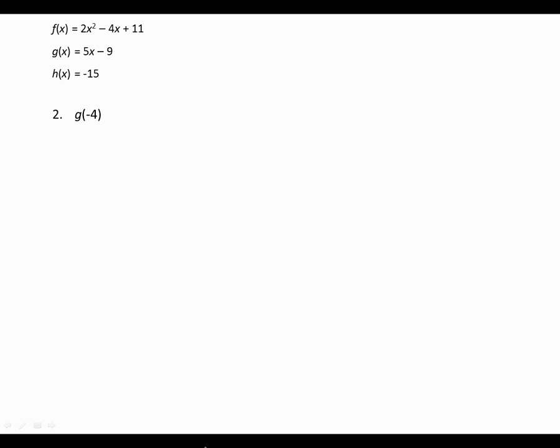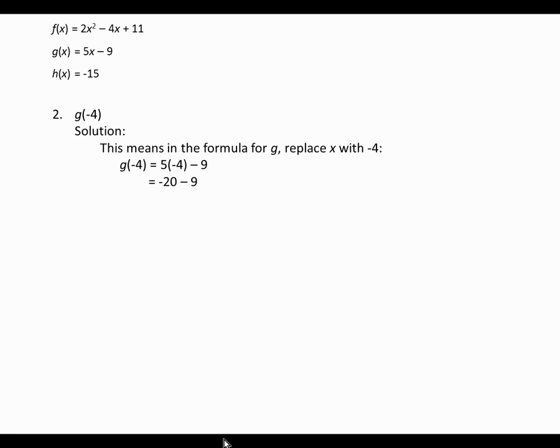For number 2, I've got g of negative 4. Our solution. In the formula for g, replace your x with negative 4. So I'm going to have 5 times negative 4 minus 9. I get negative 20 minus 9, which is negative 29. That's our final answer, negative 29.